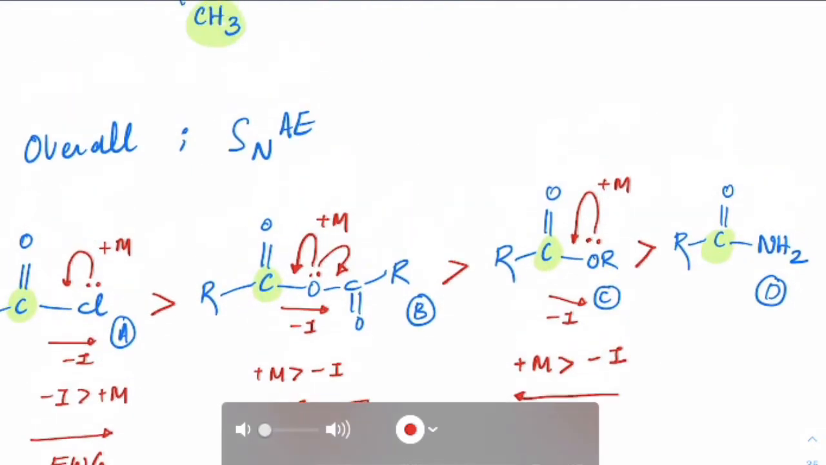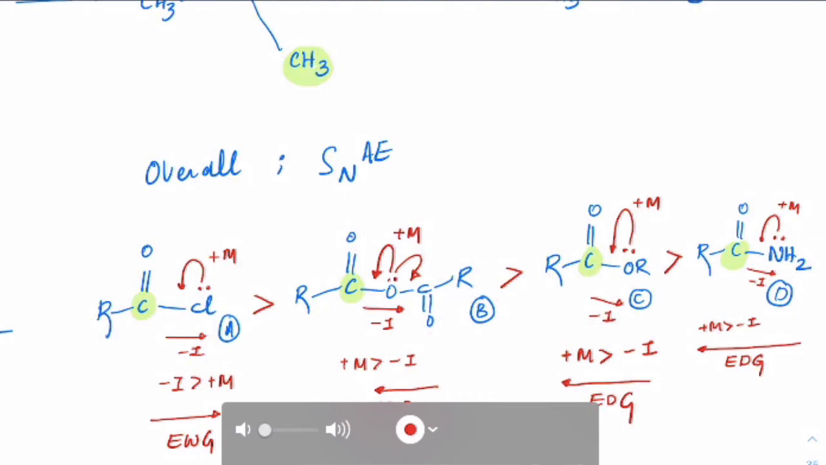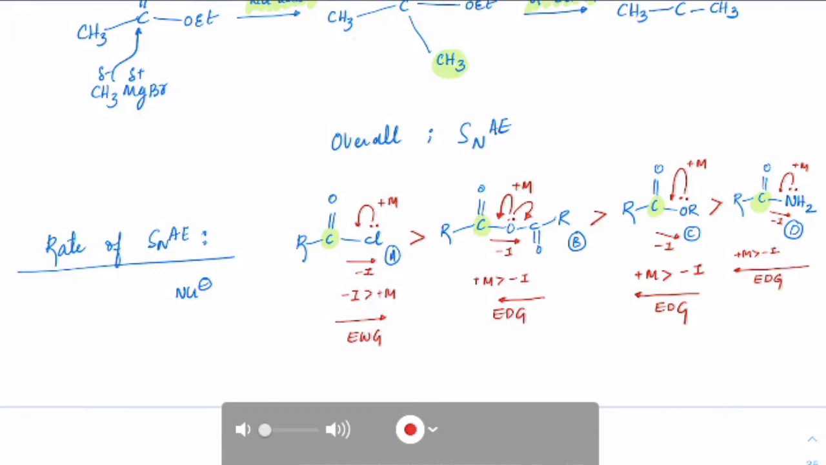Last one, in this case, nitrogen is a very good donor with plus M and slightly withdrawing by minus I, and overall plus M is highly dominant over minus I in the case of nitrogen, so it is a strongly electron donating group. Since it is strongly electron donating, it will decrease the delta positive charge on carbon. So that's why amides are very less reactive. And acid chlorides are highly reactive because overall it gives an electron withdrawing nature. So the nucleophile can attack at a faster rate here.